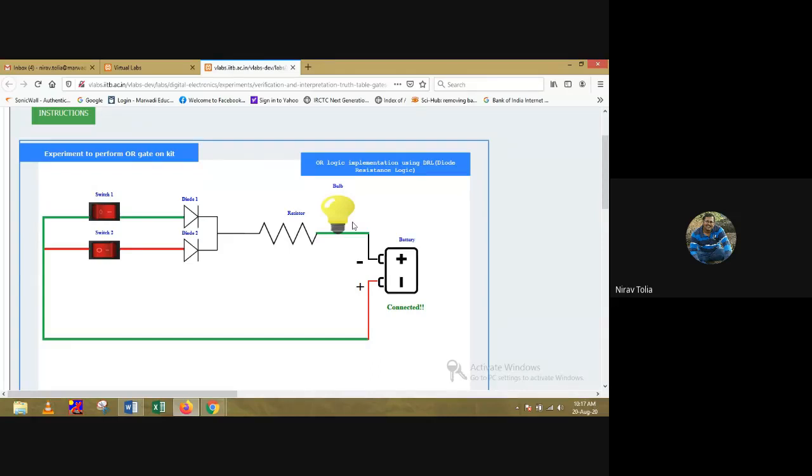Okay. So again, my input is 1, 0, so 1, 0, 1. Again, suppose I switch on switch 2, so again it is on. Suppose we switch on both the switches, then also it gives you the output 1.